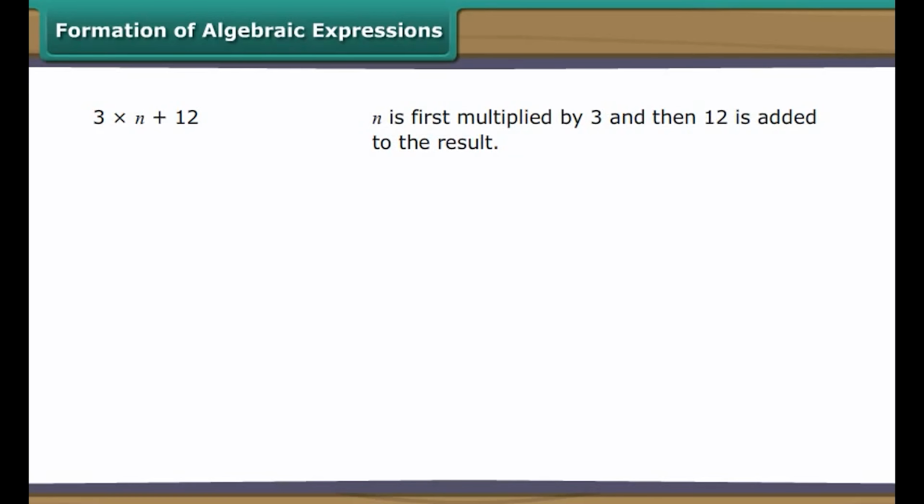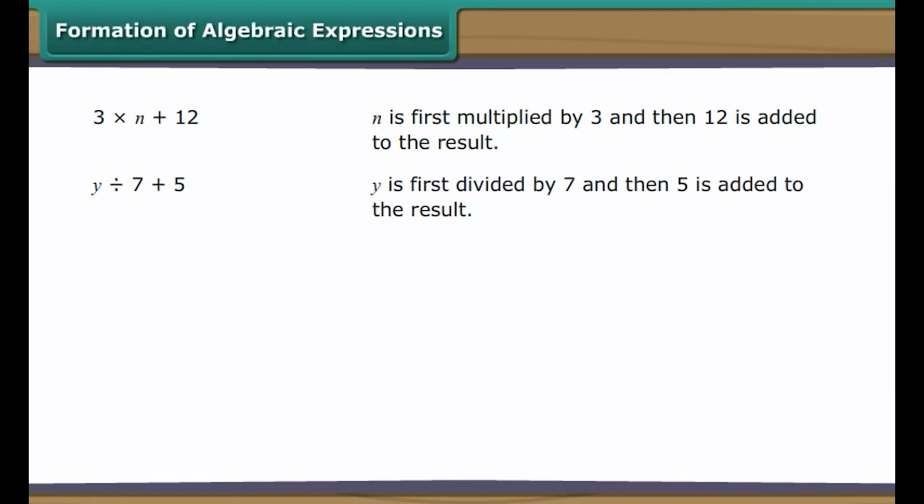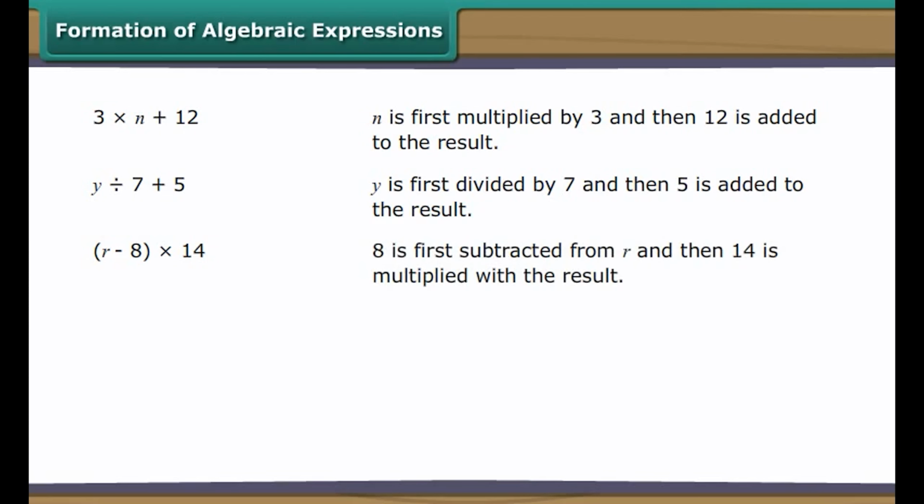Formation of algebraic expressions. Let us now take up some algebraic expressions and explain how they are formed. 3 into n plus 12. N is first multiplied by 3 and then 12 is added to the result. Y divided by 7 plus 5. Y is first divided by 7 and then 5 is added to the result. Bracket starts r minus 8 bracket closes into 14. 8 is first subtracted from r and then 14 is multiplied with the result.